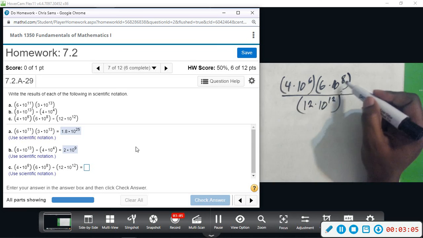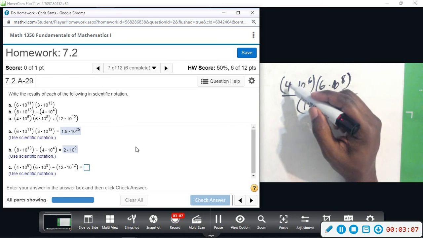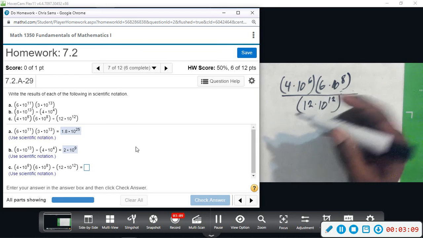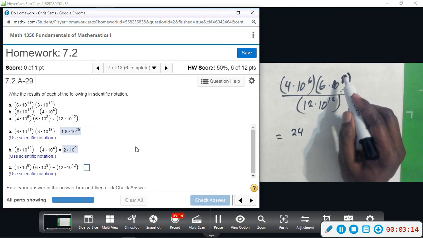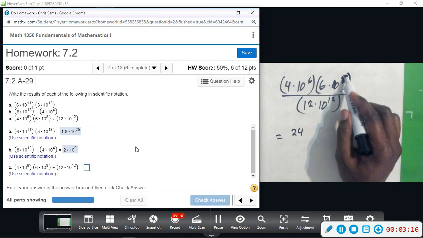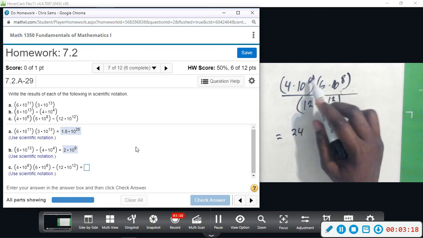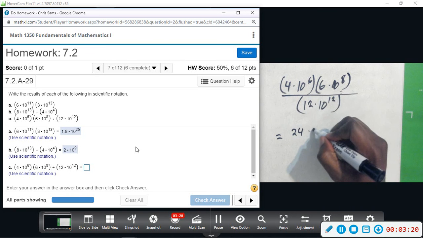We're going to do the top first, and then we'll divide. So we'll do 4 times 6, that will give us 24. And then 6 and 8, we're going to add those, same base. By multiplying, we add the exponents. So that would give us times 10 to the 14th.